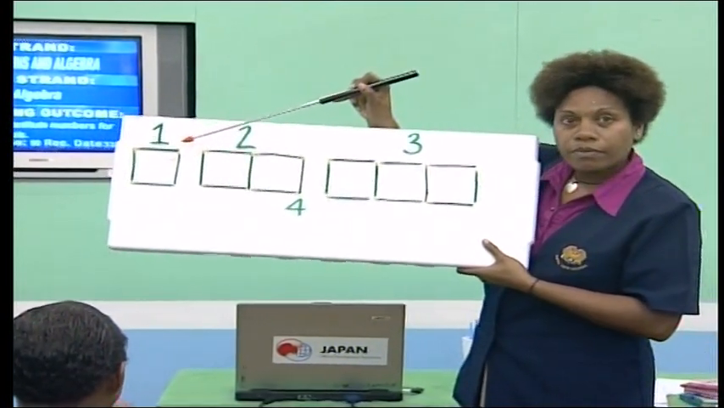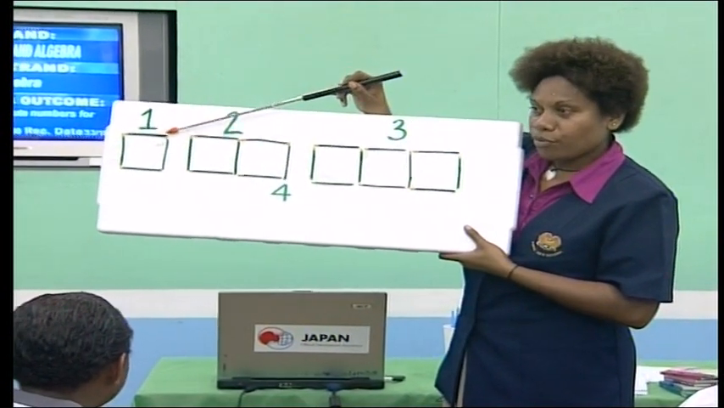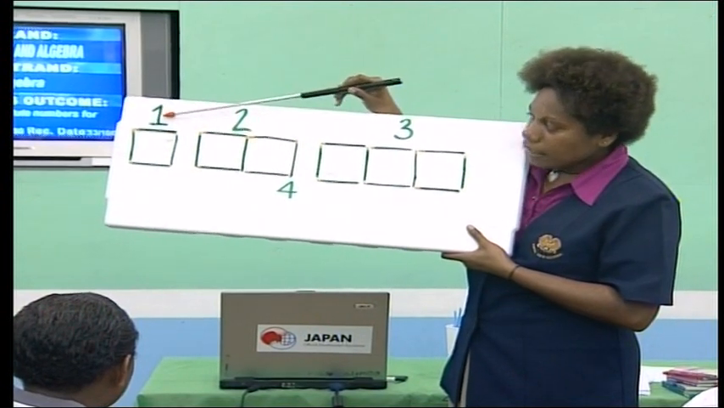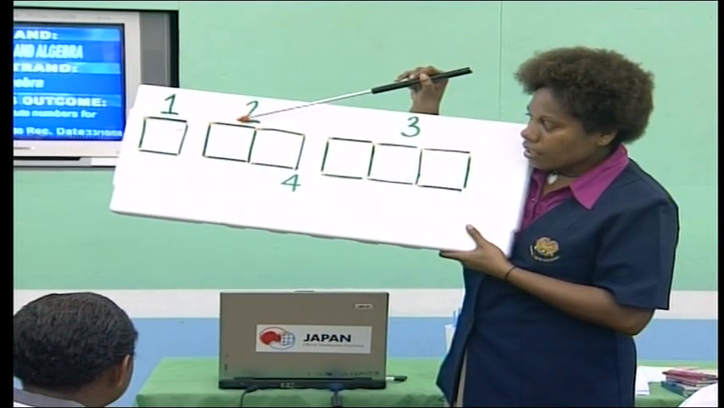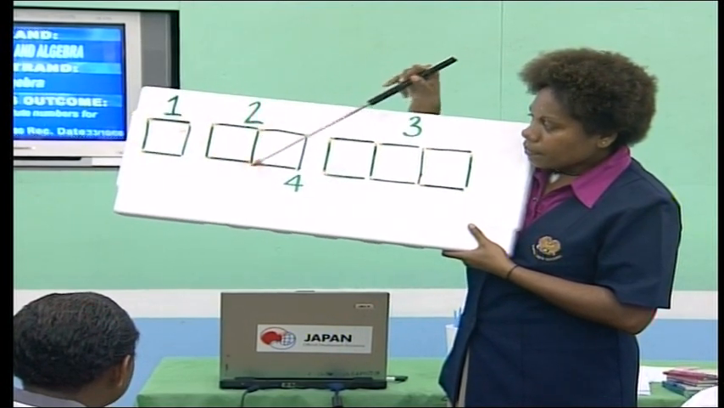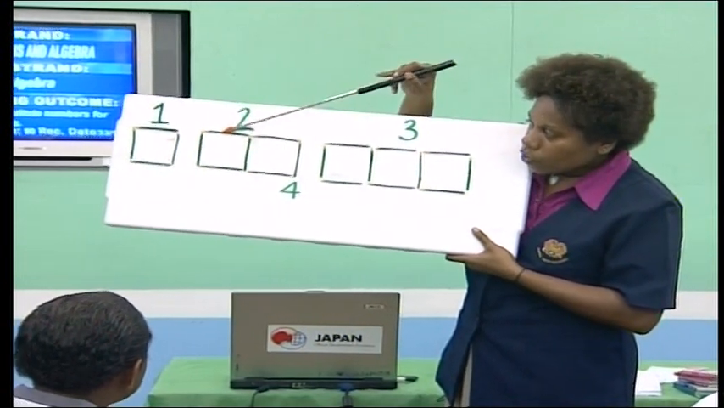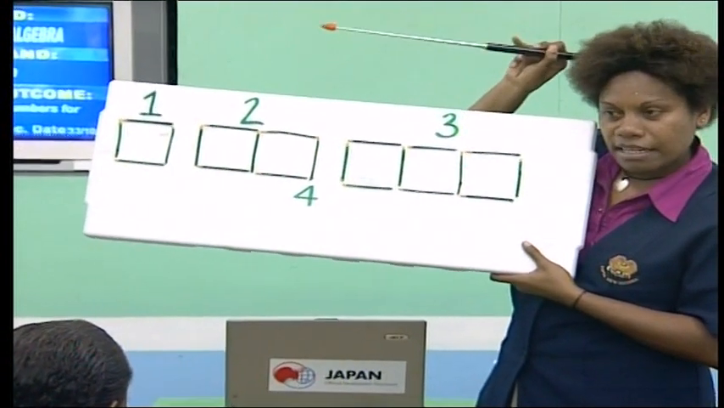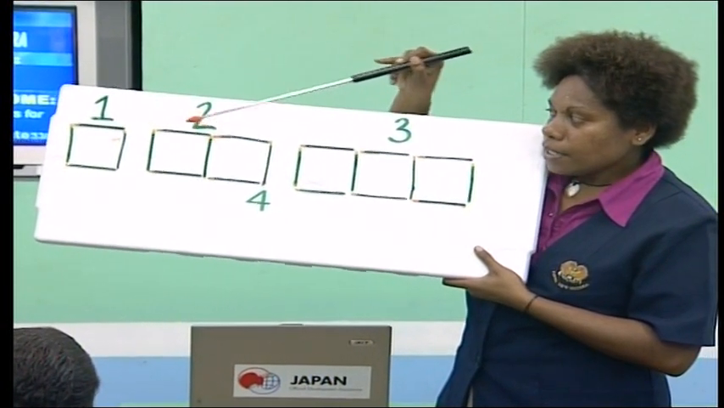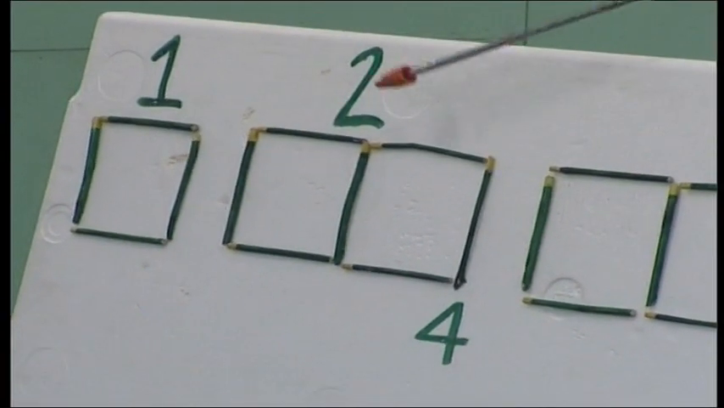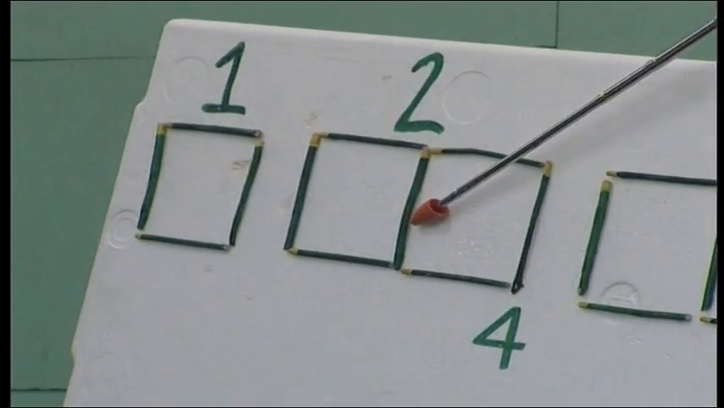Every time, receiving students, sorry. Okay, we start off with four, four for one matchstick, and then two squares. How many sticks all together? Seven. One, two, three, four, five, six, seven. So four plus how many gives you seven? Three. Four plus three.